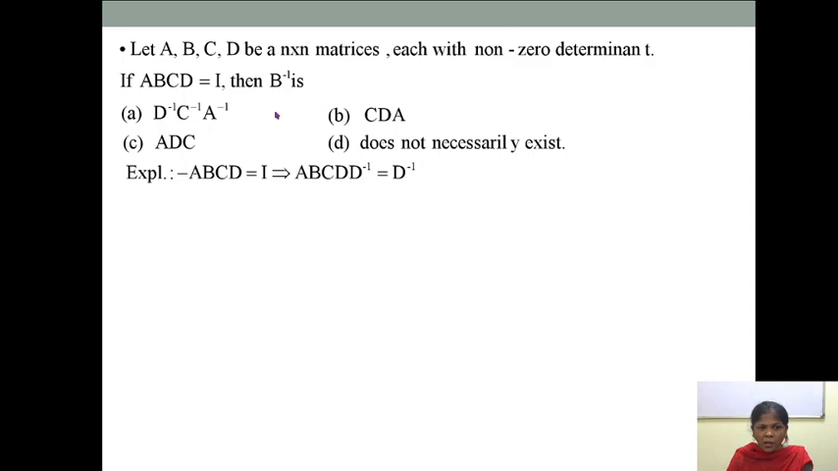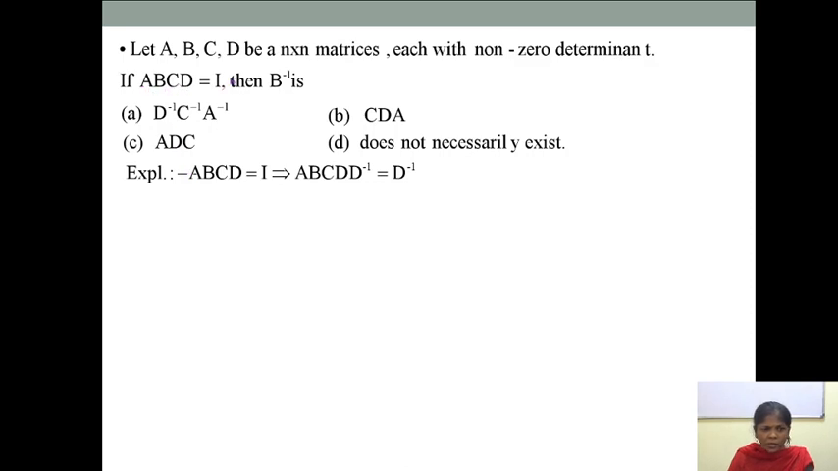Obviously, looking at these options, one can directly reject the fourth option because it says does not necessarily exist. Remember, as A, B, C, D are non-singular matrices, the inverse has to exist. So we will directly reject the fourth option and go for one of the remaining three, that is A, B, C. So let us see which one is the correct one.